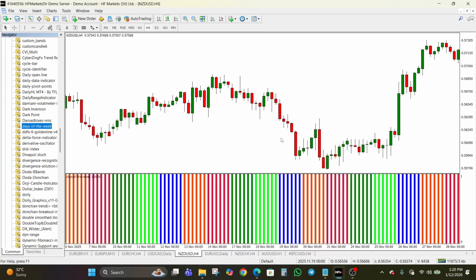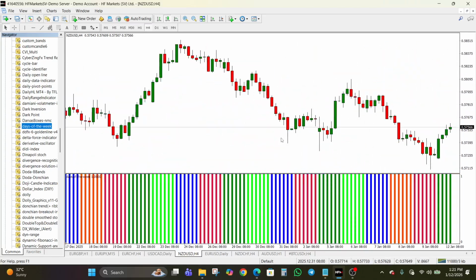Okay, so that is it for this indicator, guys. It just helps you to know the days of the week, what candles fall under the days of the week. You can just easily see that. And then, of course, you need a strategy to be able to execute buy and sell trades.